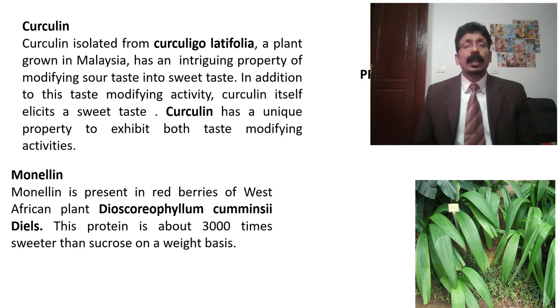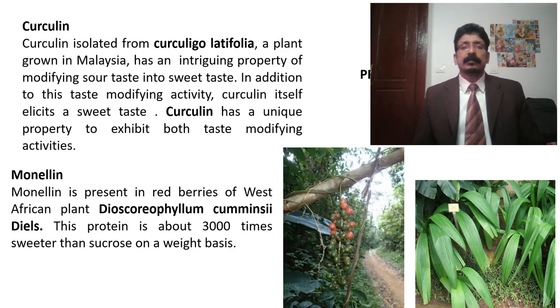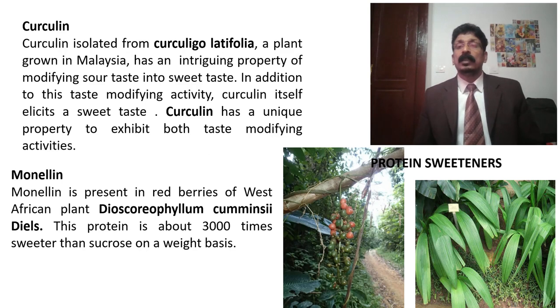Monellin is present in red berries of the West African plant Dioscoreophyllum cumminsii, Diels is the scientific name. This protein is about 3000 times sweeter than sucrose on a weight basis. You see the plant and the fruit which is hanging from the plant, and that's why I have taken a picture of that fruit. And the protein sweetener, monellin.